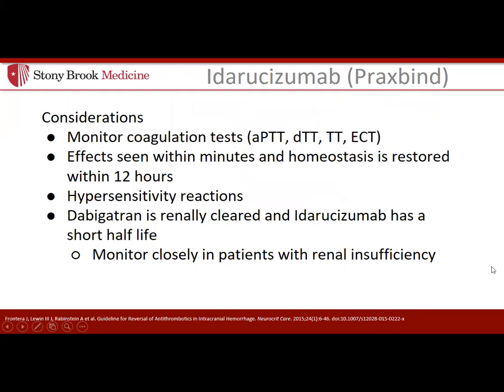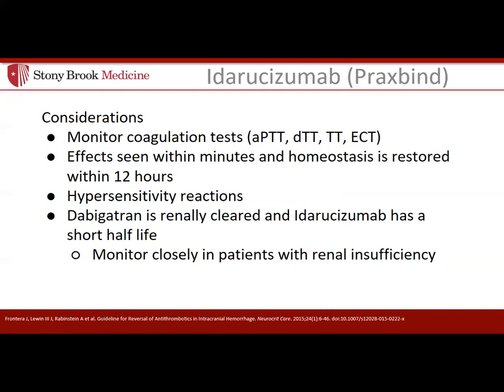But there are some considerations. The monitoring itself is a consideration to keep in mind, because with the DOACs that came out after warfarin, the whole draw was that you don't have to worry about all the monitoring that goes into warfarin. But when you give idarucizumab, that's when these coagulation tests become part of the therapy. The effects are seen within minutes, and then hemostasis is restored within 12 hours, which is a great time span.